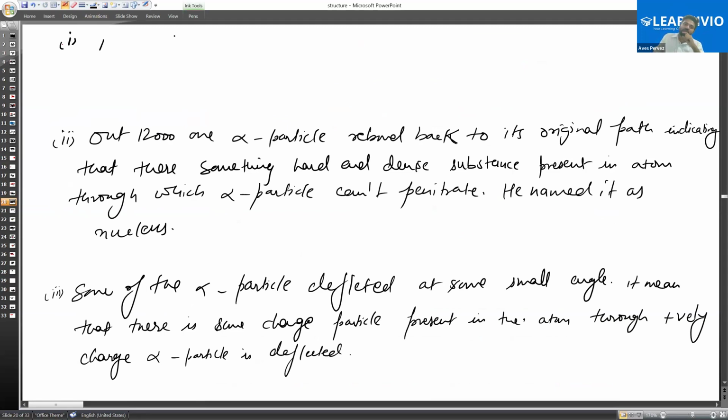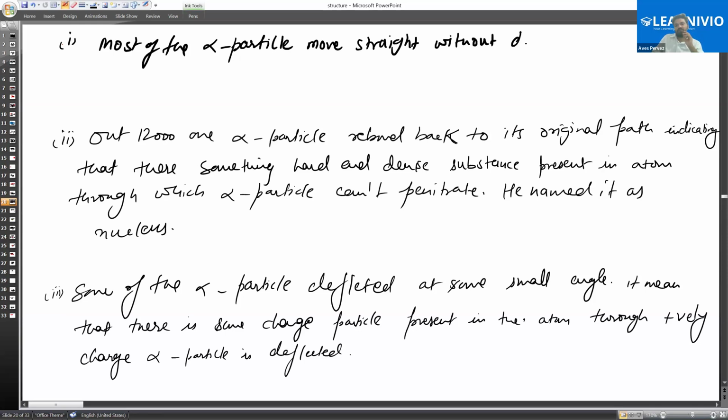Most of the alpha particles move straight without deviations, indicating that the atom has a lot of empty space.